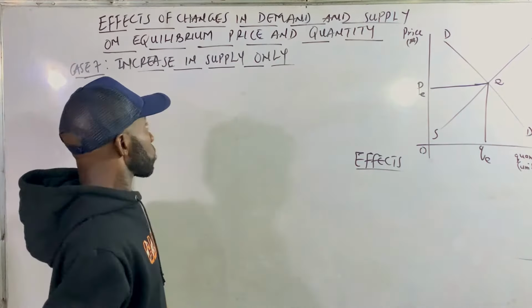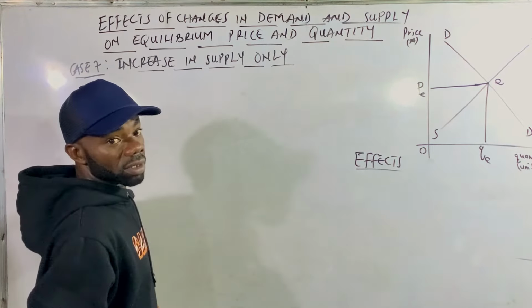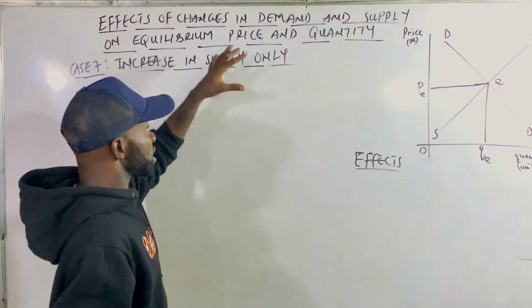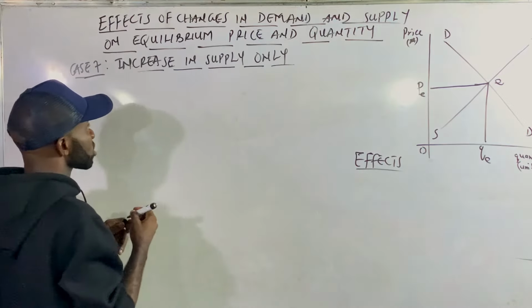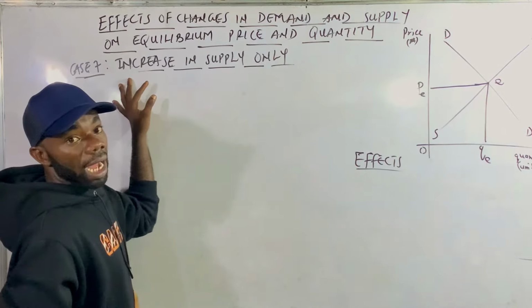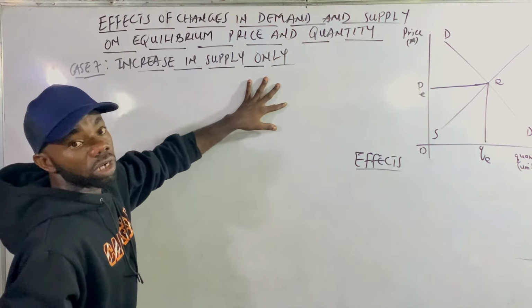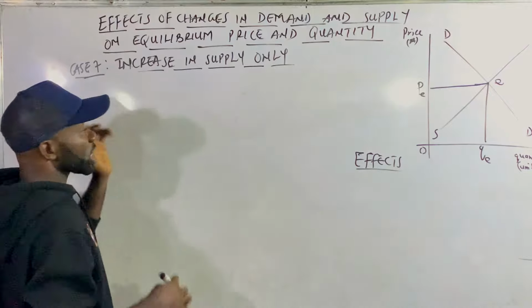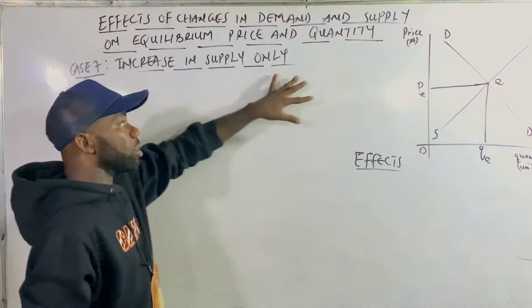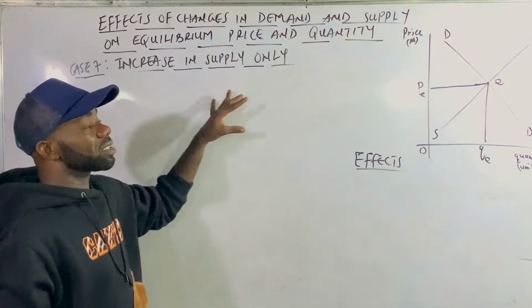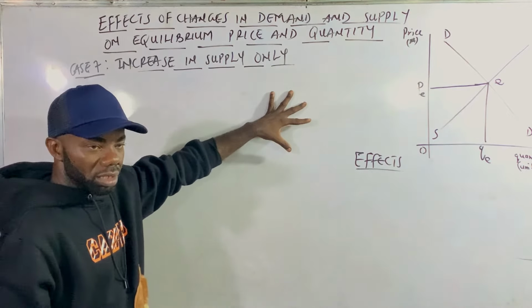Okay, so as we proceed, we're going to start with case number 7, still under effect of changes in demand and supply on equilibrium price and quantity. For case number 7, the instruction we are to obey is the one that says increase in supply only, which is just the opposite of case number 1, where we have increase in demand only. Now, increase in supply only also means increase in supply without a change in demand.